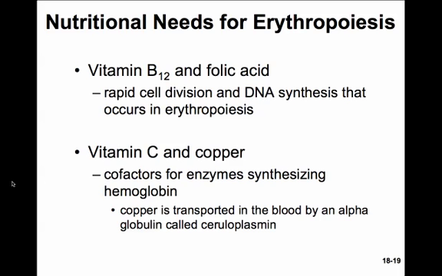Another couple of key nutrients needed for erythropoiesis are vitamin B12 and folic acid, and vitamin C with copper. B12 is going to allow rapid cell division and DNA synthesis that's necessary for rapid erythropoiesis. Vitamin C and copper are cofactors for the enzymes that are necessary for the synthesis of hemoglobin. Copper is going to be transported in the blood by an alpha globulin called ceruloplasmin.